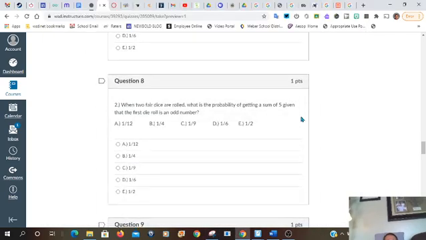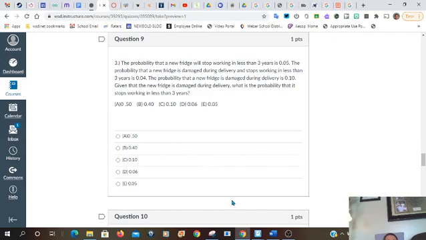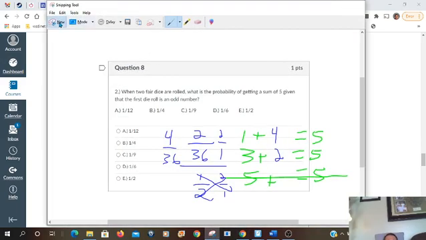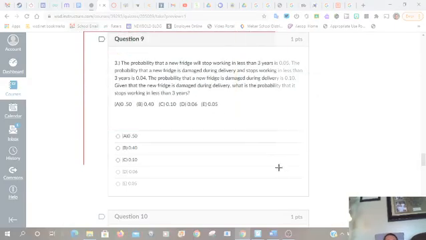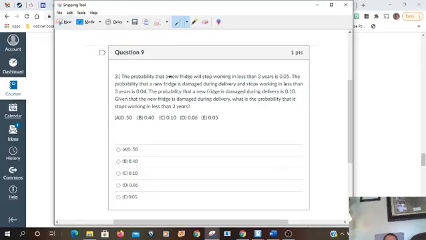Cool. Okay, the next one is the fridge problem. This one actually is a lot easier than you think. So the fridge problem, they give you the and on top, and the given goes on the bottom. And so the and, here it is the 0.04. And then the given, new fridge damaged during delivery, is 0.10. And so it's just 0.04 divided by 0.10. So that problem is really easy. Very nice. Hopefully you can figure out which one it might be.